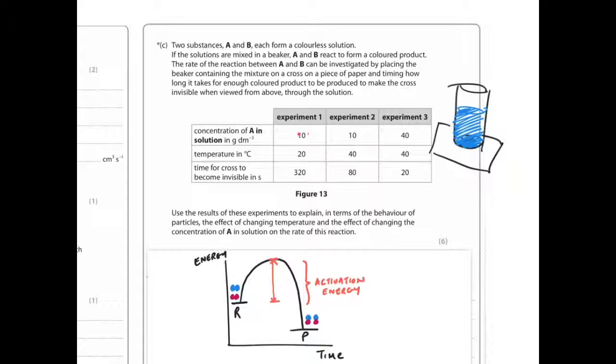So in experiment 1 it's 10, experiment 2 it's 10, but in experiment 3 we've increased the concentration. What we're doing here is the temperature's lower here but higher in these two, and the time for the cross to become invisible. So you can see here that when the temperature is increased, we massively reduce the time of reaction, so it's a faster reaction time. And when the concentration is increased here, we also reduce the reaction time, so it's a much faster rate of reaction.